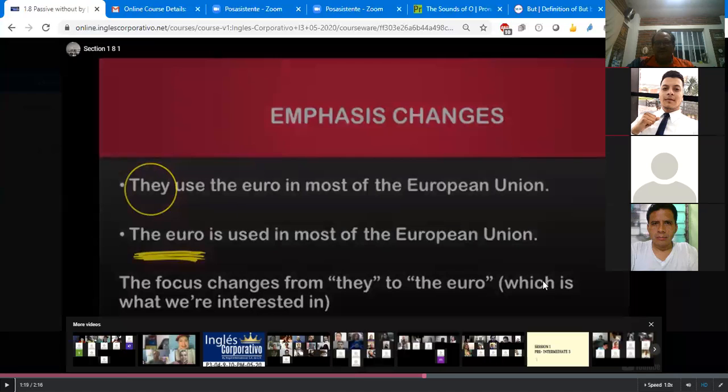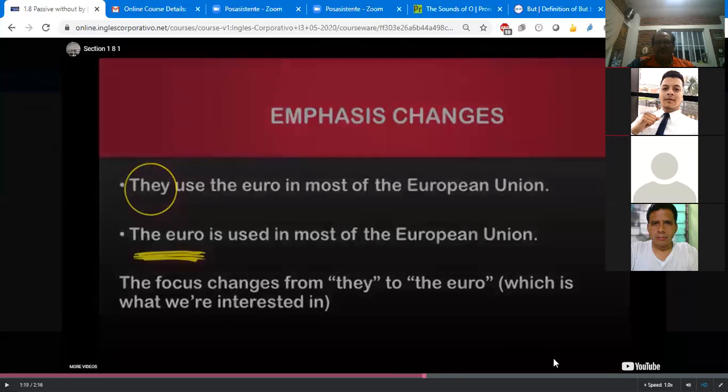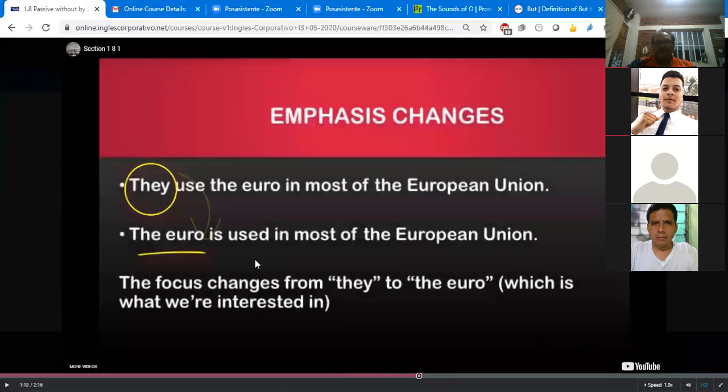Okay, remember, this is what I was telling you yesterday, right? When we use the passive voice, it's just a matter of emphasis. Okay, what do we want to emphasize? Here, it's just a sentence. They use the euro in most of the European Union. Sounds very light. But for example, I'm going to Spain tomorrow. Really? Okay, and they say, for example, do you have euros? What? The euro is used in most of the European Union. Then you emphasize that you need to have euros when you travel to Europe, right? So then the focus changes from they to the euro.